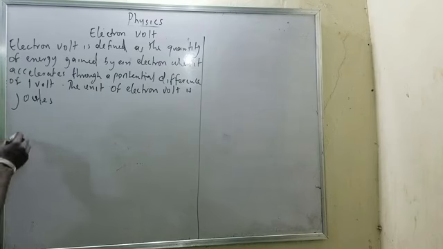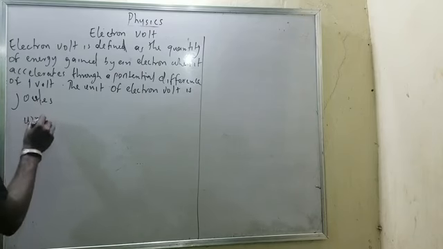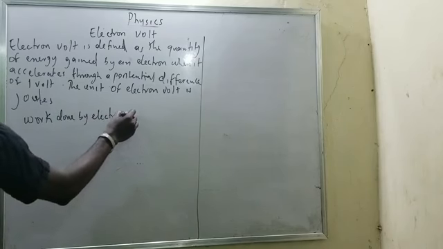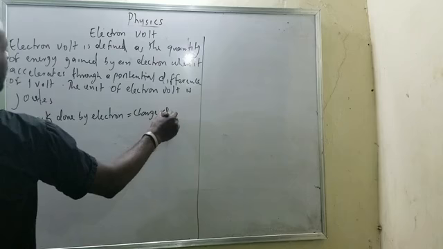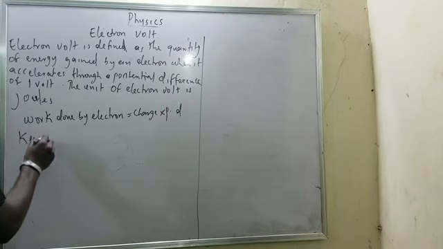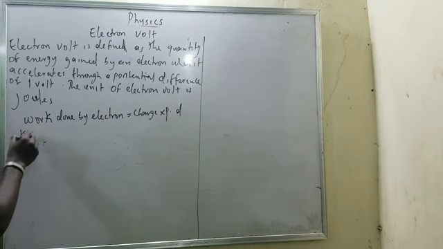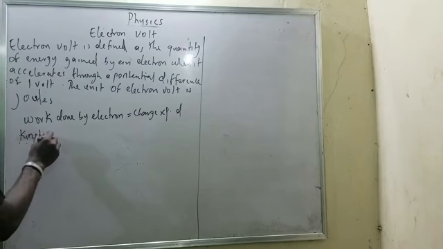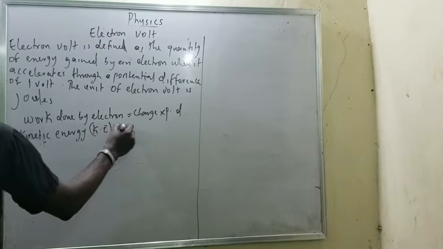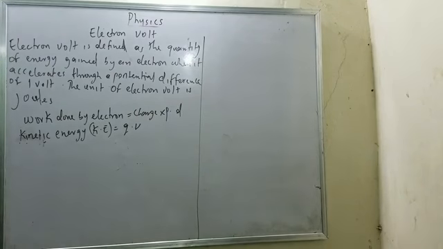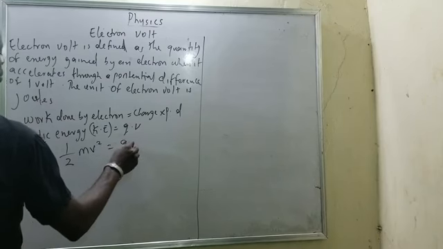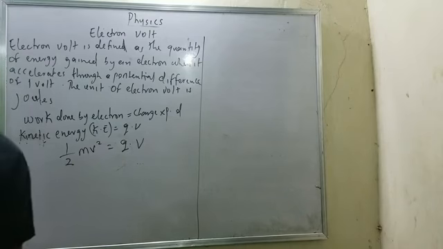Now, from our previous video, we have said that work done by an electron equals charge multiplied by potential difference. It means kinetic energy, KE, equals quantity multiplied by volt. And we all know what kinetic energy is in terms of formula: half mv squared equals QV.